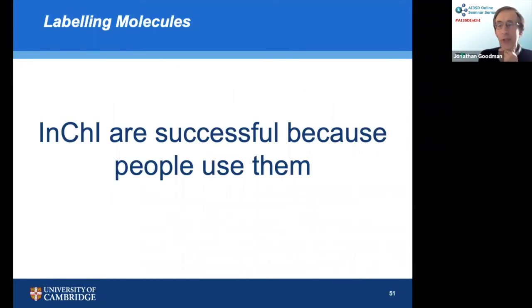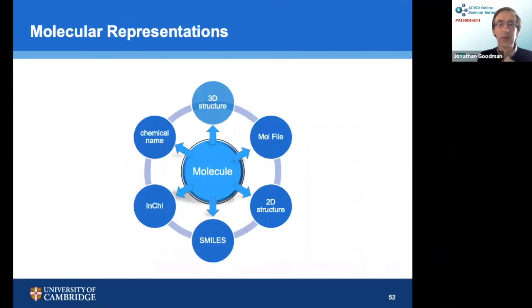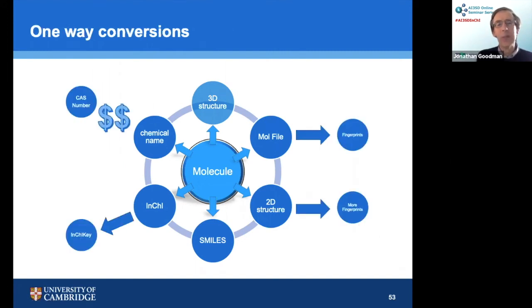And as I said before, InChIs are successful because people can use them. Molecules can be represented in lots of different ways, and this is taking away data by encoding a molecule as a two-dimensional structure, or as a mol file, or as a three-dimensional structure, or as an InChI, or as a SMILES. All of these can then be encoded in further ways. The InChI can go to an InChI key. This is an irreversible process.